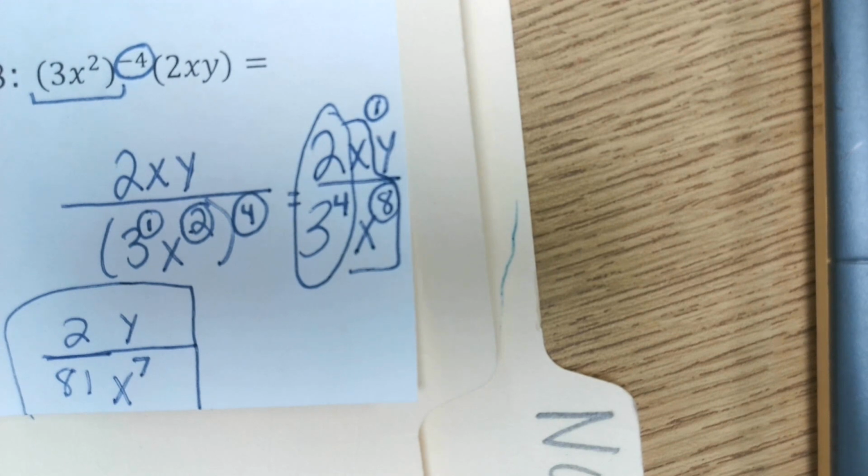Once you have your fraction, your coefficient simplified, and then one of each variable, that's how you know you're done. As long as you don't see duplicates or multiple x's or multiple y's. Okay, you're going to glue this in.